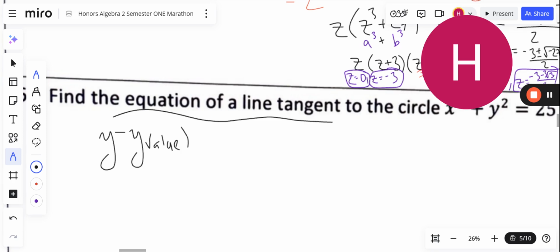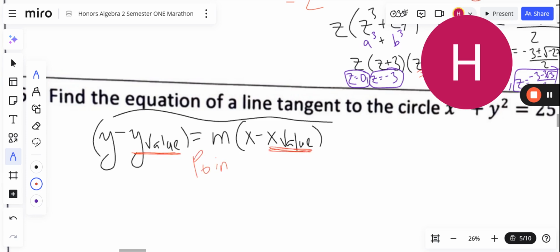It's y minus the y value equals m, the slope, just as you normally think of it, times the quantity x minus the x value. Where these, the x value and y value, are from the point of tangency. So the point where it's actually tangent.